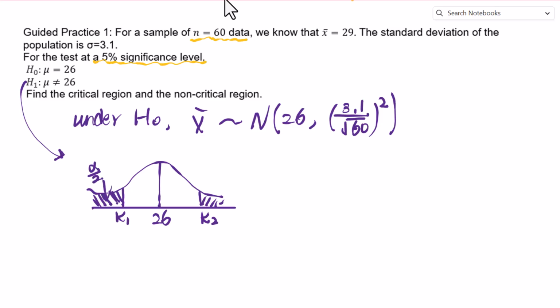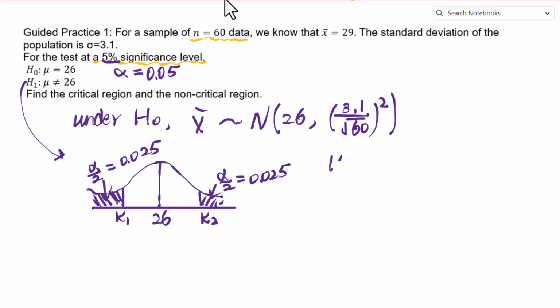Alpha over 2 equals 0.025. This is the alpha over 2, 0.025, because the shaded areas added together give alpha. Alpha is 0.05.